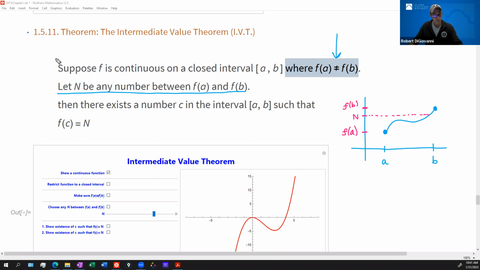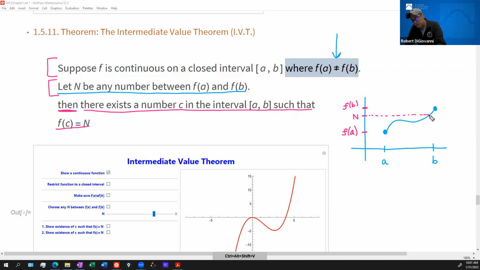So the theorem says, all right, we started with that function. Let n be any number that's between f of a and f of b. Then here's the main conclusion of the theorem. There must exist a number c in the interval [a, b] such that f of c equals n. What are they talking about?